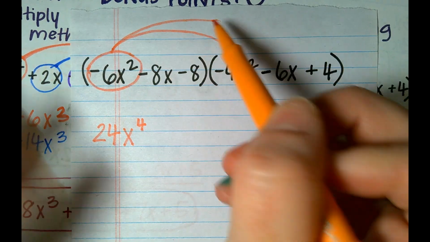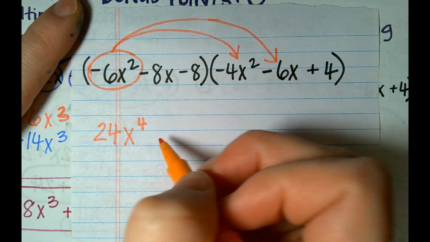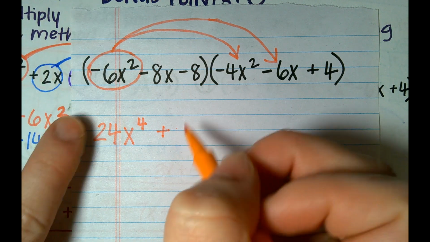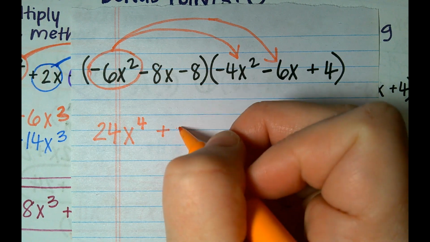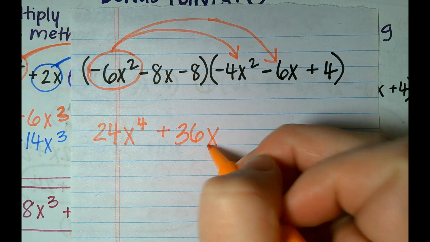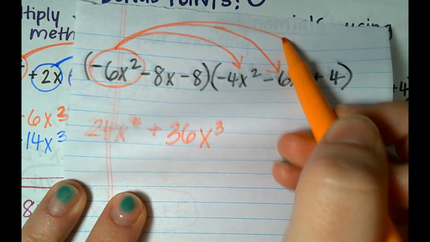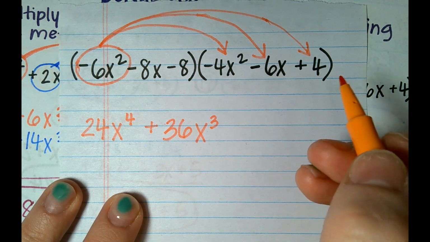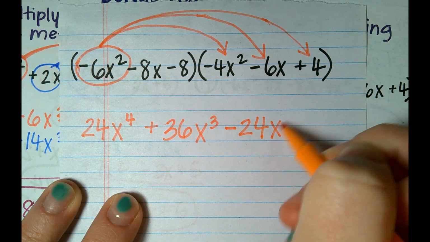x squared times x squared, negative 6. Perfect. So negative 6 times negative 6 is positive 36. If you added, it would be 12, but we're multiplying. Yes, 36. Okay, and x to the what power? Third power. Good. And my next term, negative 6x squared times positive 4. Negative, good, 24x squared.